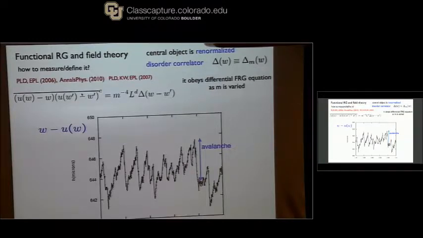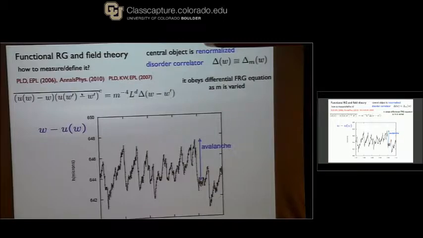And the reason why it's defined like this is because, if you put the M on the other side, you see it's just the fluctuation of the force which the spring is acting on the manifold, on the interface. So it's a renormalized force correlator. And the nice thing that you can show is that this definition is equivalent to the one you would get in a field theory, which I'm going to write.